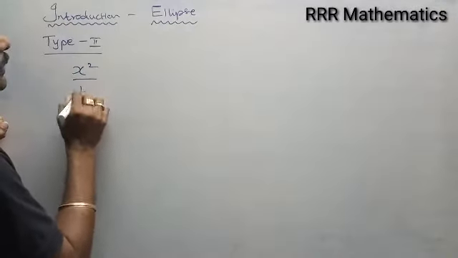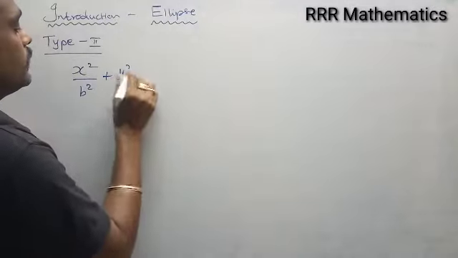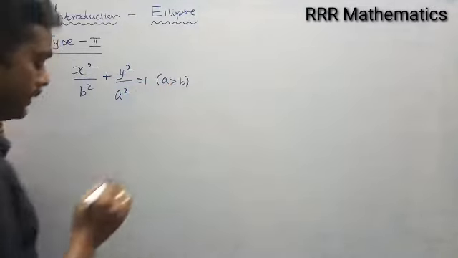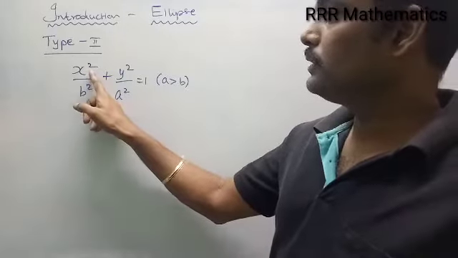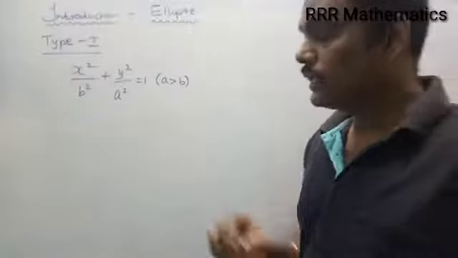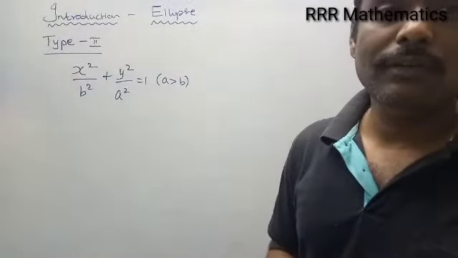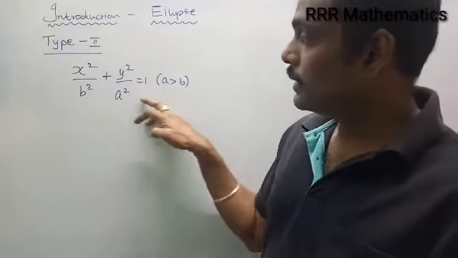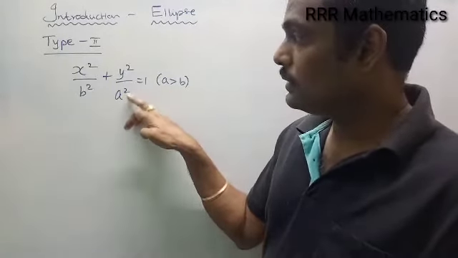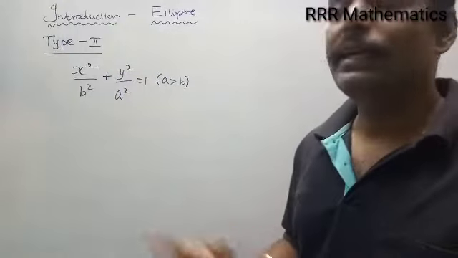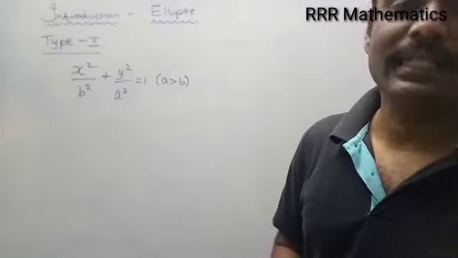In type 2, the standard equation is x square by b square plus y square by a square equal to 1, where a is greater than b. Already I said the greater value appears in the denominator of the major axis. See, here the greater value is a square, which appears in the denominator of y square. Therefore, in this case, the major axis will be the y axis.